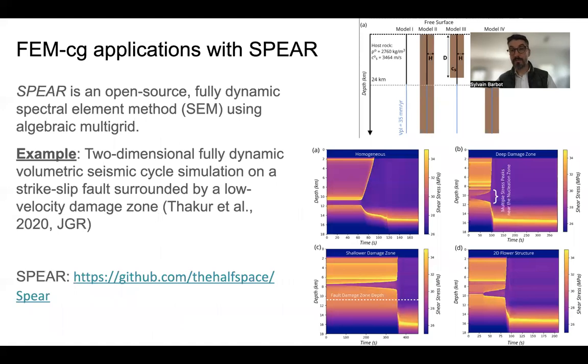So this is an example from publicly available code that implements the continuous Galerkin method with the spectral element method. And it's a two-dimensional, fully dynamic seismic cycle simulation on a strike-slip fault surrounded by a compliance zone of various geometries. The code is available at this link.